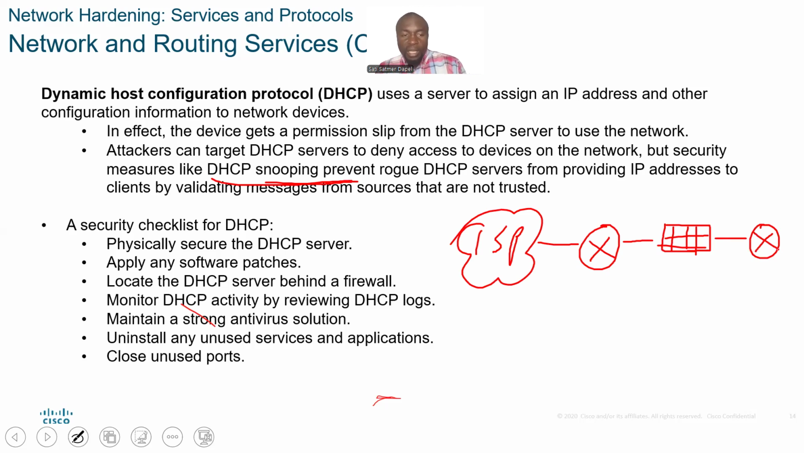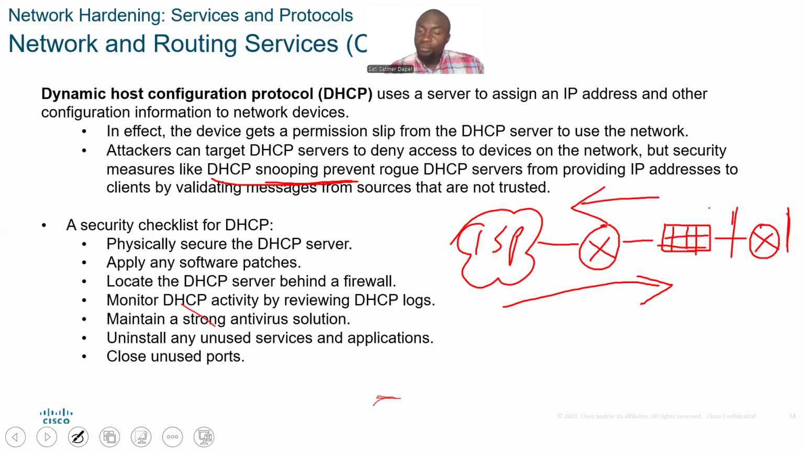Now, when you say your DHCP should be behind a firewall, what we are saying is that when traffic is coming this way, this is your firewall, so your DHCP should be located anywhere between here and here, but not here. Are we together? You should keep it behind, because its job is to serve your local area network.